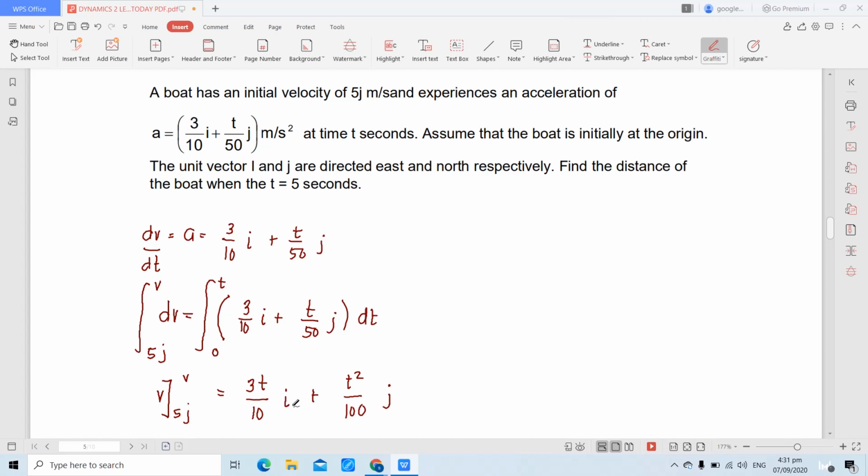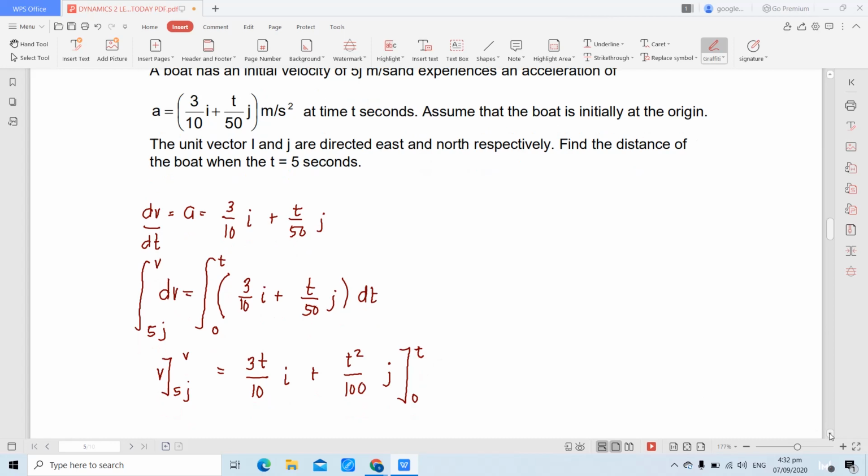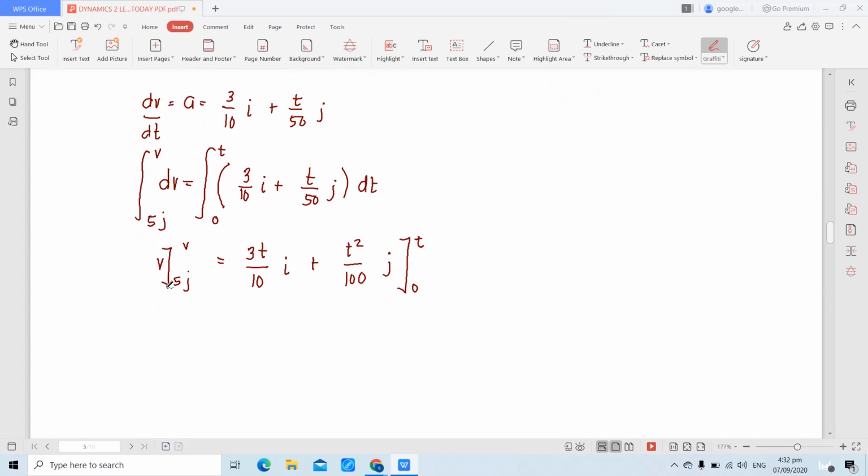Yung i tsaka j, hindi naman siya different or integrable na variable. Ang integrable na variable lang ay t. So that is considered as constant variable. And that is from 0 to t. Apply now the limits. So this will become v minus 5j, tama? Equivalent to, yung t magiging upper limit time t. Walang magbabago sa form. That is still 3 over 10.